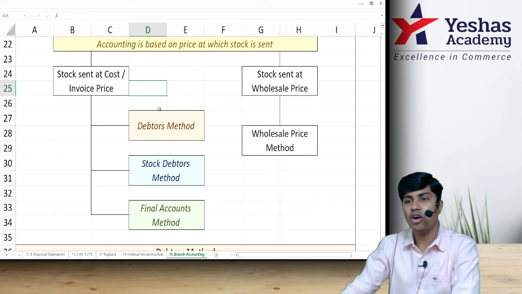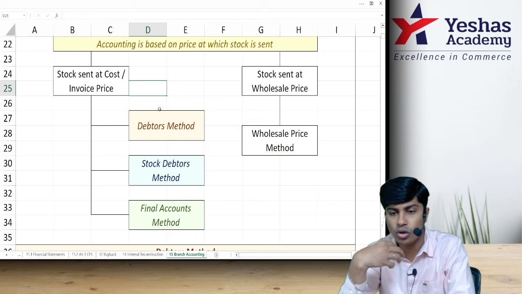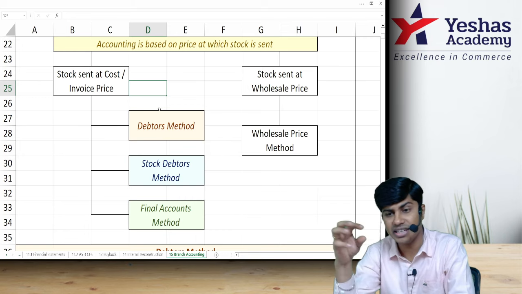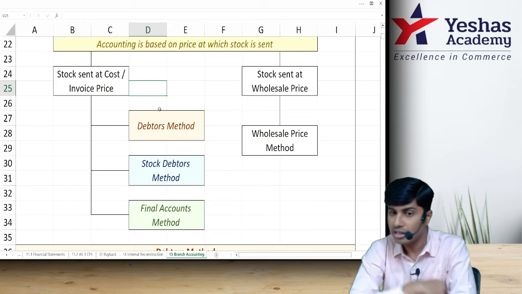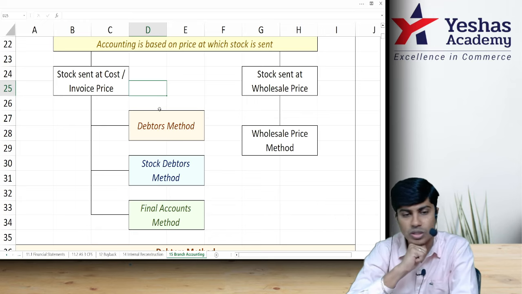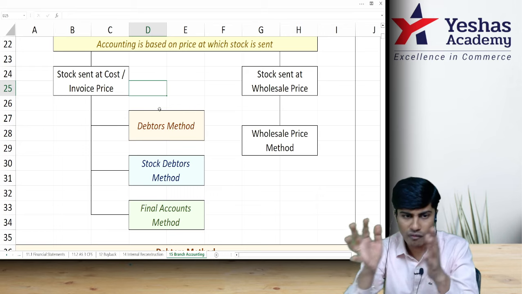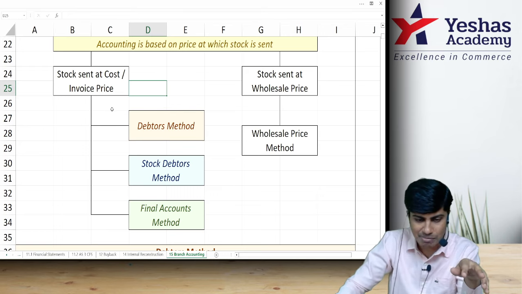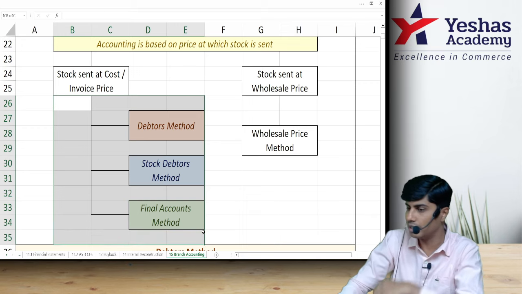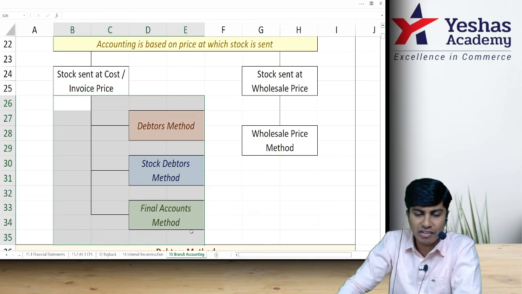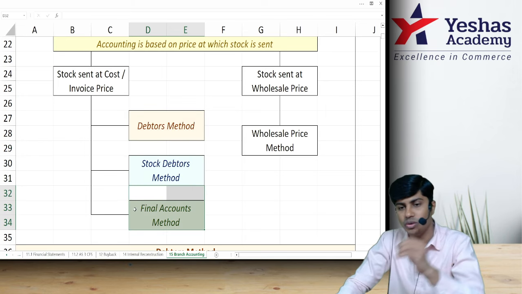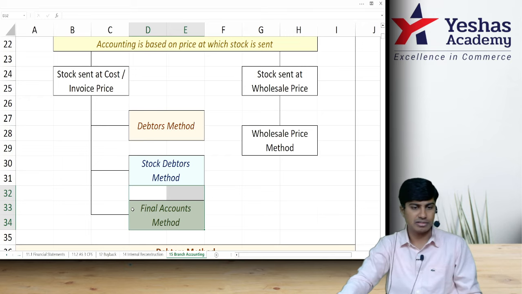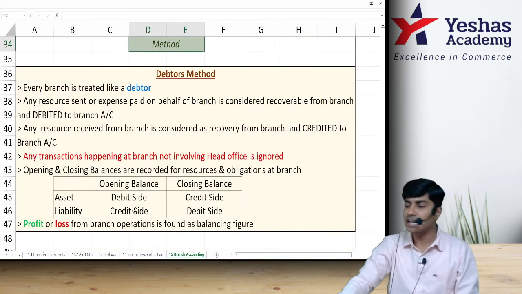However, if the head office treats itself as a wholesaler and treats the branch as a retailer and sends the goods to branch by booking the wholesale profit, then we'll apply another method called the wholesale price method. Now we'll focus on these three methods: debtors, stock debtors, and final accounts. Irrespective of whether you use the debtors method, stock debtors method, or final accounts method, you end up getting the same profit. To begin with, let's see the debtors method.